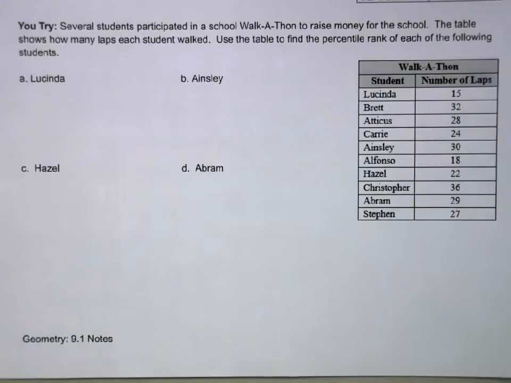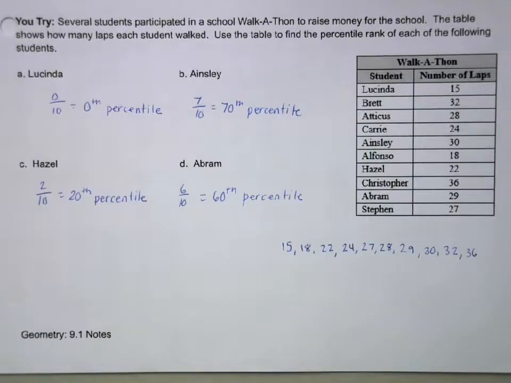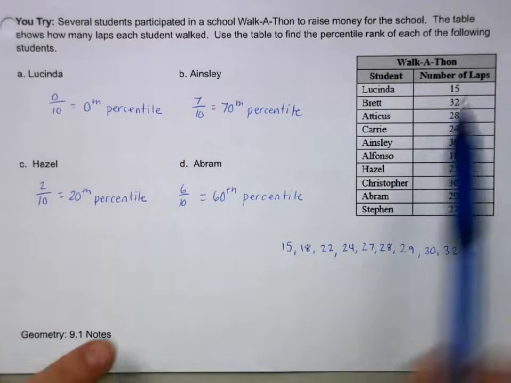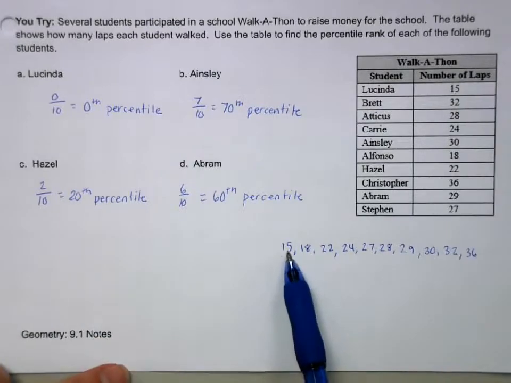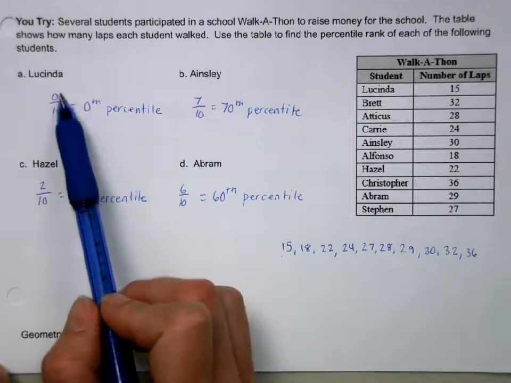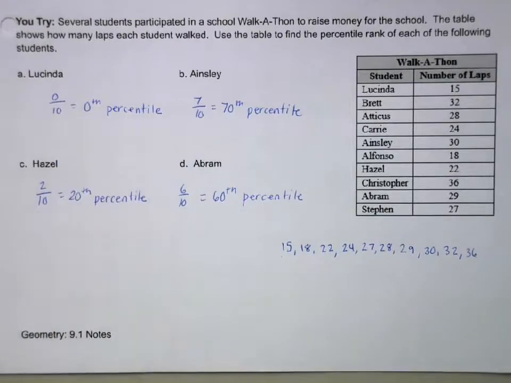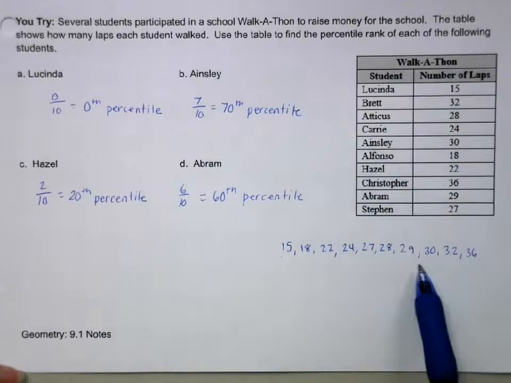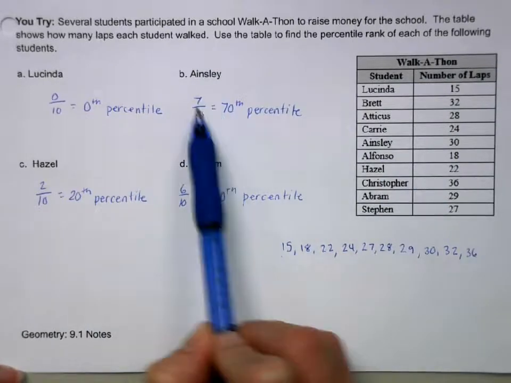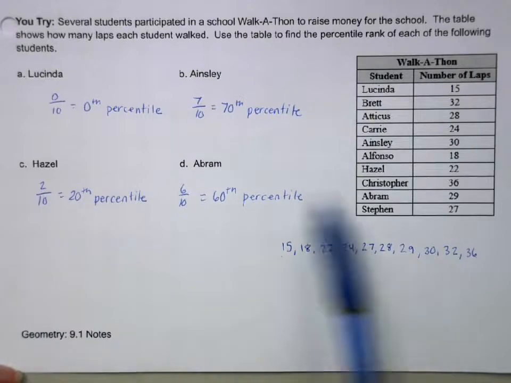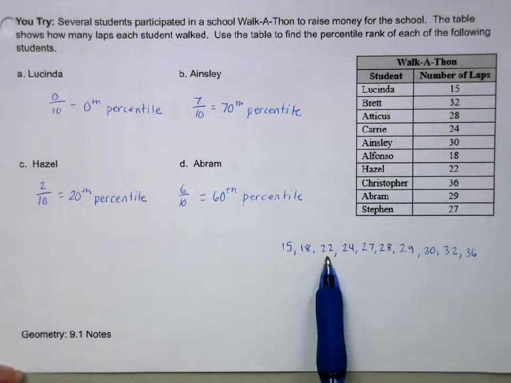Your turn to try the walkathon. So we put the data in numerical order. Then we're looking at different data points. So Lucinda had 15 laps. So when we put them in order, there are no data points below her number, which means they're 0 out of 10, so she's the 0th percentile. Ainsley's 30, so she's up here. There are 7 below that, so 70th percentile. Hazel, 22, 2 below that, so 20th.